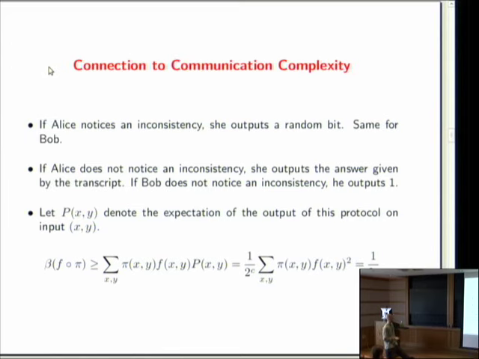And let's look at the correlation that this protocol has with f under the distribution pi. So, if the random string is not actually their transcript, then the expectation of P of xy is just 0, because then either Alice or Bob will at some point notice an inconsistency and will just be outputting a random bit. Otherwise, if the string is correct, which happens with probability 1 over 2 to the c, then they're just going to be outputting f of xy, because we assumed a perfect deterministic protocol. Okay, so this achieves bias 1 over 2 to the c.